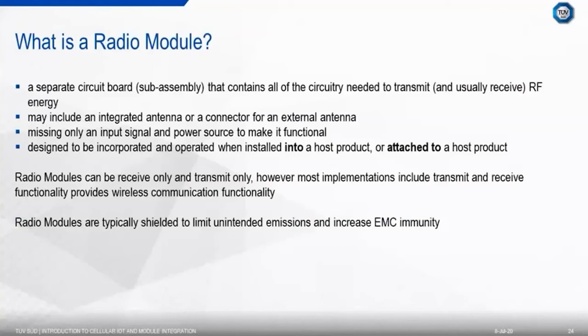So, if we start with what a radio module is: it's a separate circuit board containing all the circuitry to transmit and usually receive RF energy. In many cases, it has an integrated antenna or sometimes a connector to attach an external antenna. It's only missing an input signal and a power source to make it functional, and it's designed to be installed in or attached to a host product. A radio module could be transmit or receive only, but most include transmit and receive to provide that wireless functionality. Radio modules are also typically shielded to limit unintentional emissions and increase the EMC immunity performance.